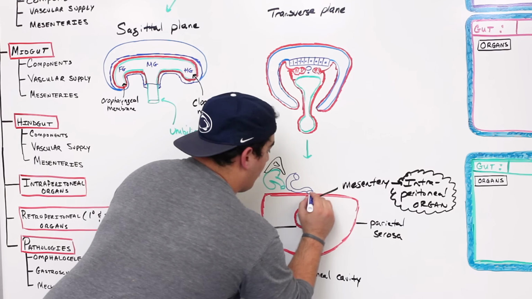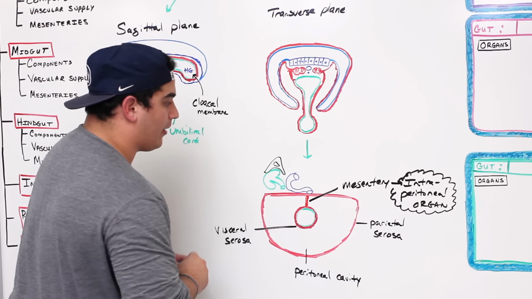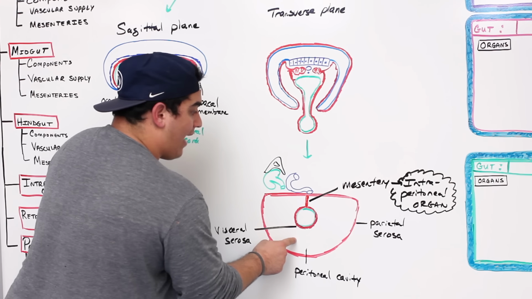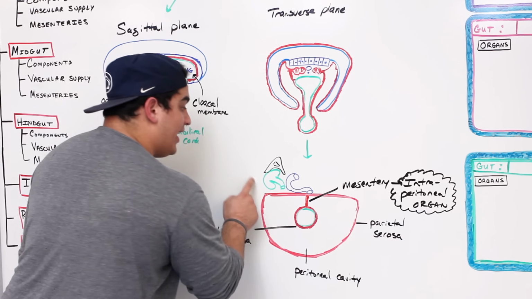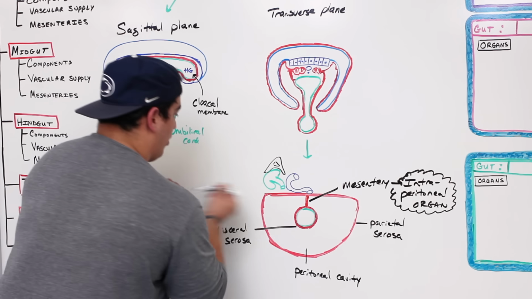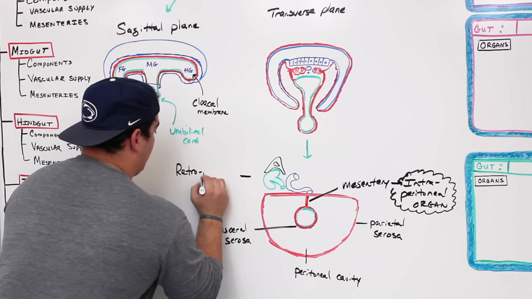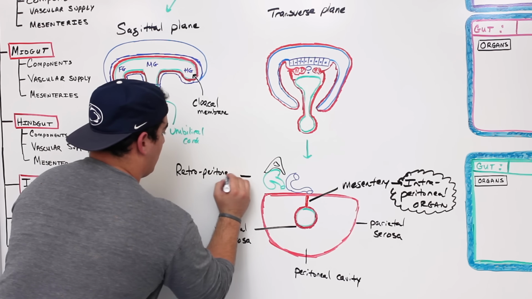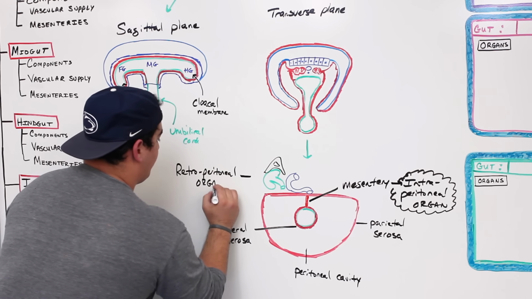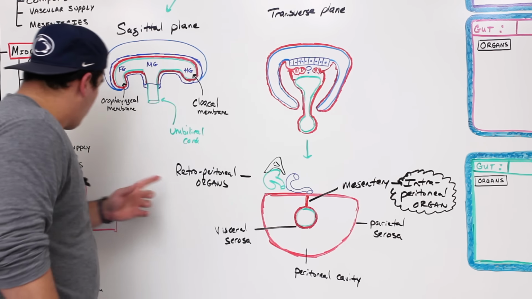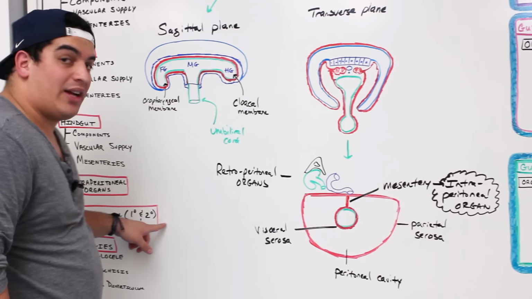And we'll get into all this, but I just want you guys to understand here that if there are organs located outside of the peritoneal cavity, not suspended by a mesentery, these are called retroperitoneal organs. And we'll talk about these. Okay, so we talked about intraperitoneal and we talked about retroperitoneal.